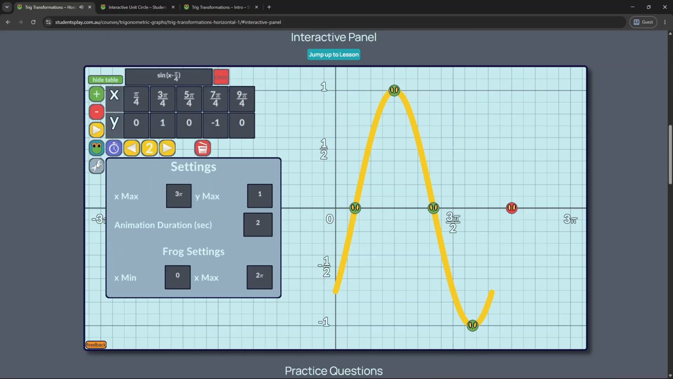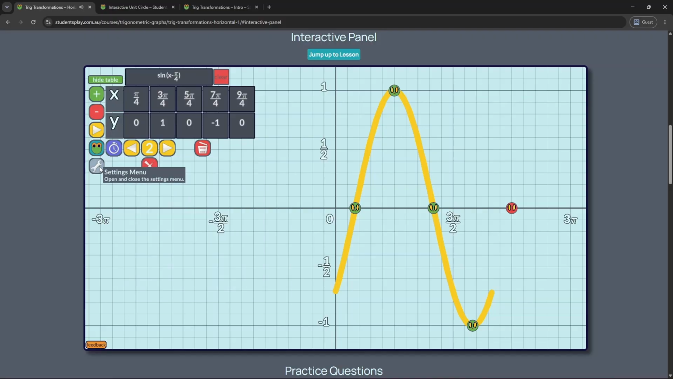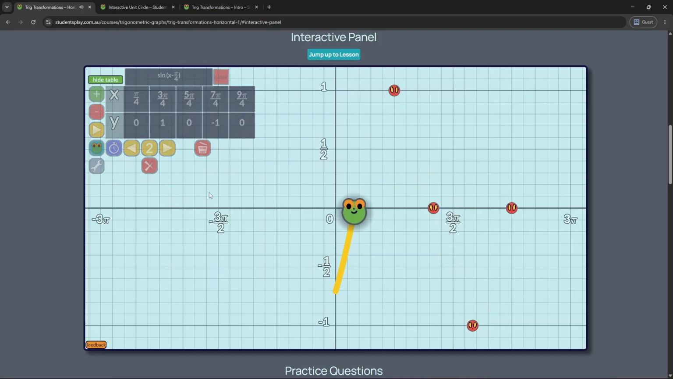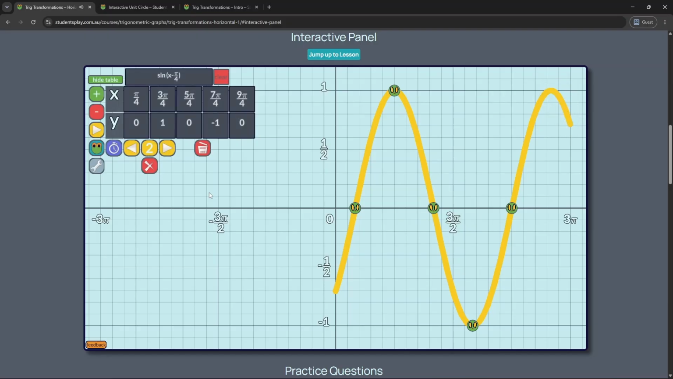Okay, so we're going to need to make sure the frog goes further, so the frog settings here, let's change this to go to, we'll make him go to 3 pi. So go ahead and change that, and then close this and press the frog again. Let's watch him. Now we should go all the way. Nice. Okay, cool. So we hit all the right points.